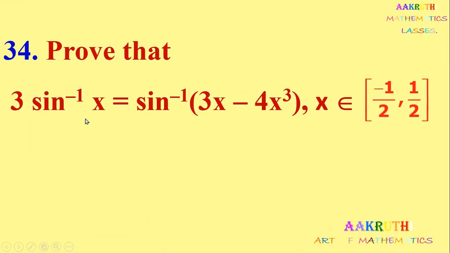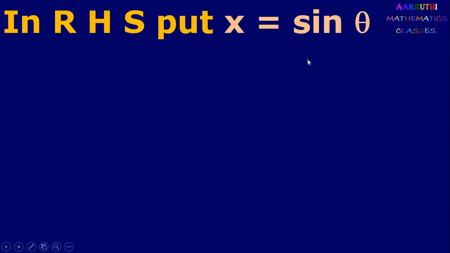Next one, prove that 3 sin inverse x equal to sin inverse of (3x minus 4x cube) when x belongs to minus 1 by 2 to 1 by 2. Now here we have the formula 3 sin theta minus 4 sin cube theta. So substitute x equal to sin theta in RHS.